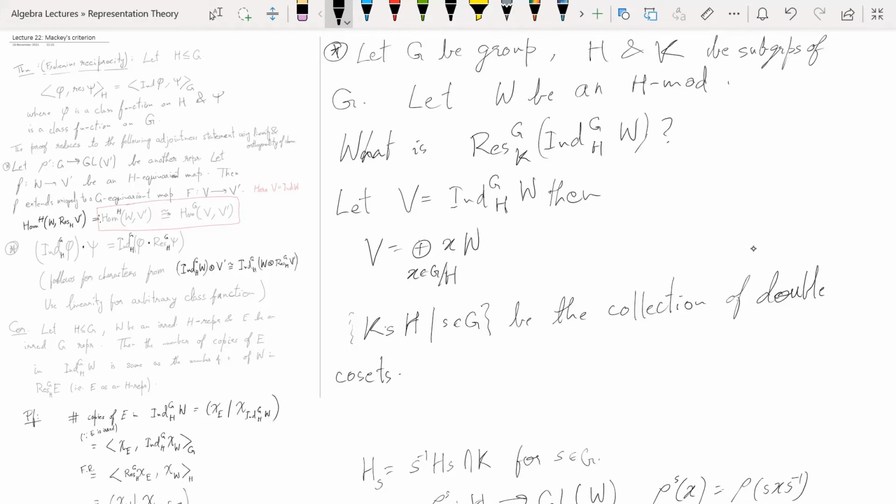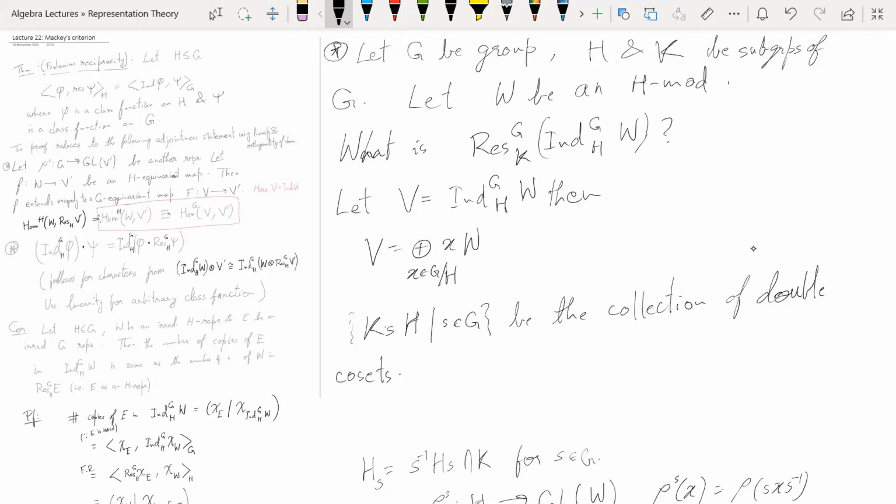So this guy is a representation of K. Of course the dimension of this is G colon H times dimension of W. So this will be some K representation. We will see that this is a direct sum of certain K representations, and those K representations are basically you club together certain left cosets. So you consider this collection of double cosets.